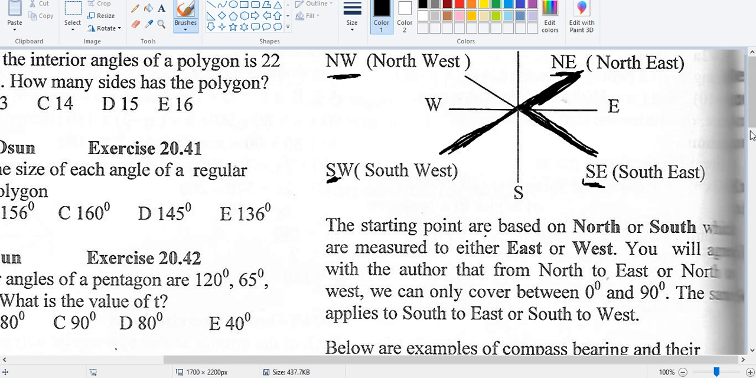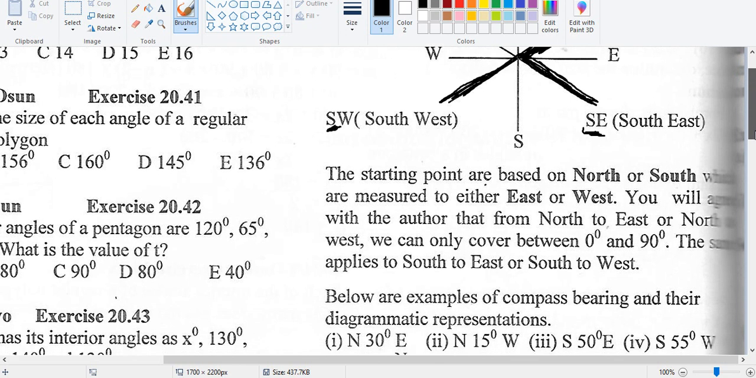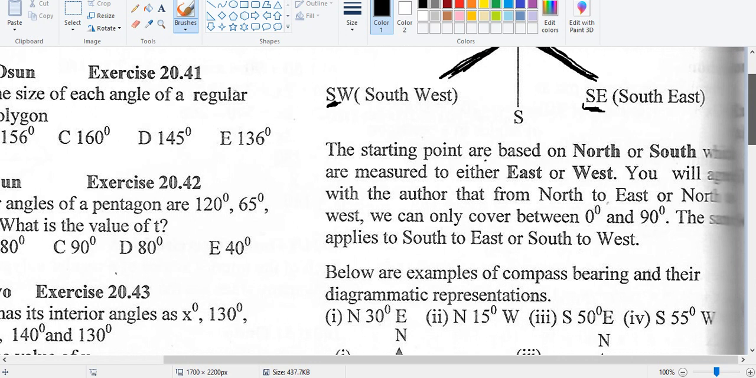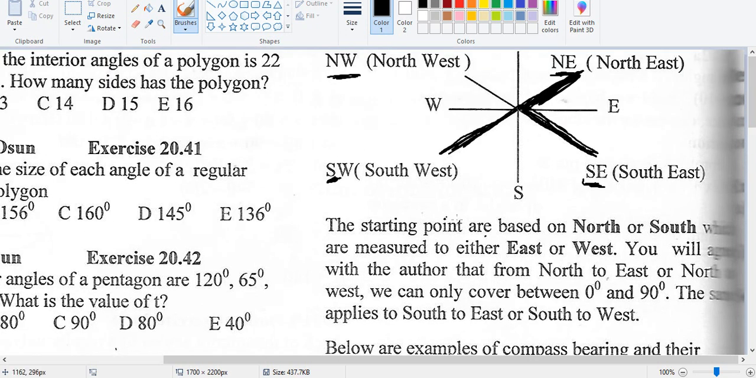When we did that, you will agree with the author that from north to east or north to west, we can only cover between 0 degree and 90 degree. What it means is that each of these, north to east, is 90. This is also 90. This is also 90, right? And this is also 90. So any of them, you will always get 90.